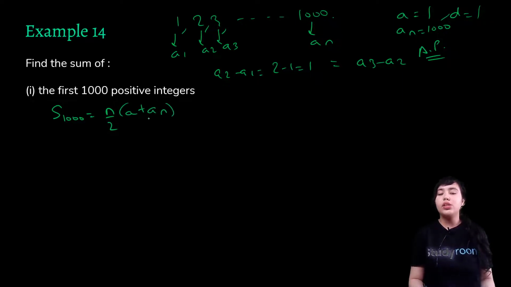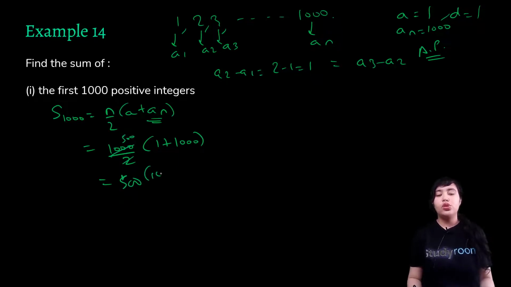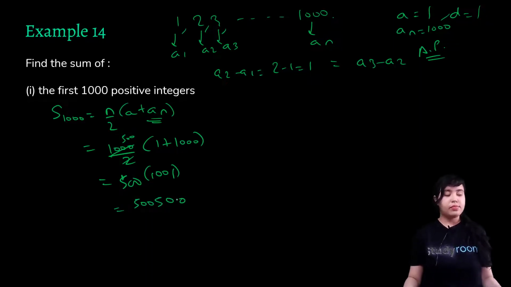Why am I using this formula here? Because I know what the last term is. So this will be an easier route to solve this. So it will become 1000 upon 2 into A, which is 1, plus AN is 1000. So that is 500 into 1001, and this on solving will give you 500500.